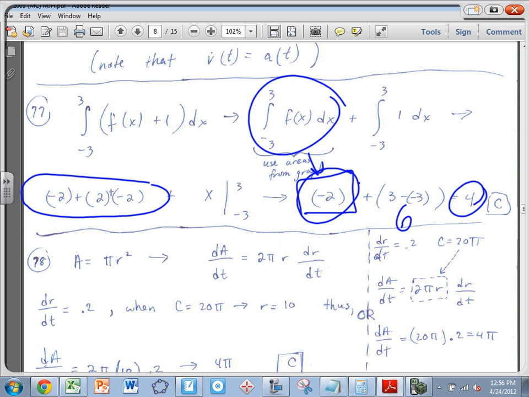But it's not asking you to integrate the function. It's asking you to integrate the function plus 1. So you have to do this 1 as a separate integral for itself. And that should be easy. The integral of 1 is x. Just apply your limits. See what you end up getting.